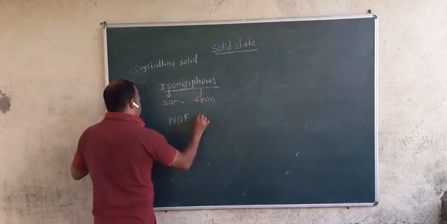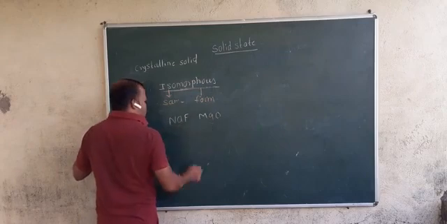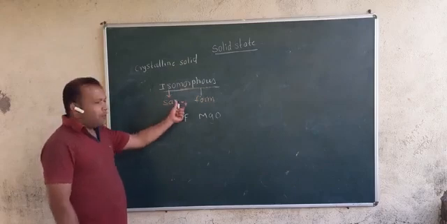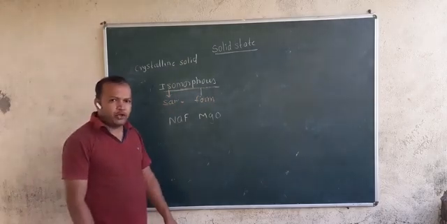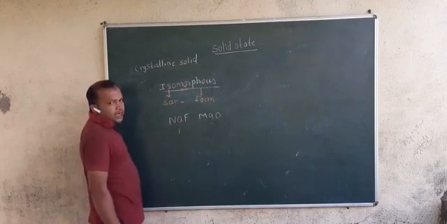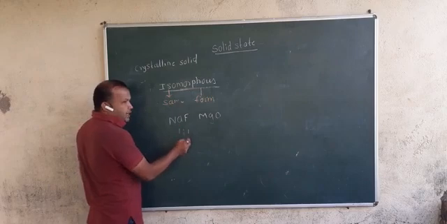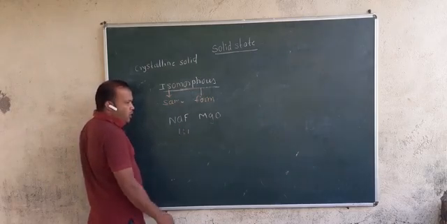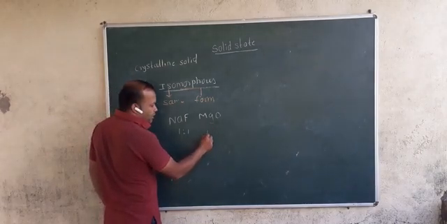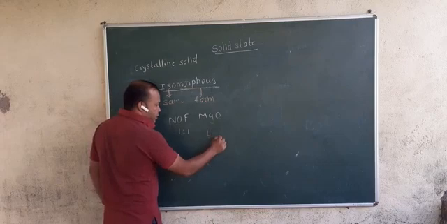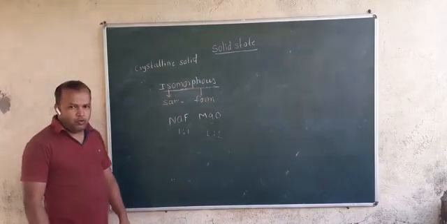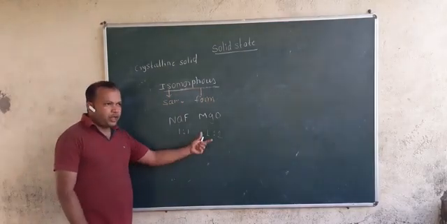Examples are NaF and MgO. These two are isomorphous of each other. Now if you take their atomic ratio, how many sodiums can you see here? 1. How many fluorines? 1. So its atomic ratio is 1:1. What is the atomic ratio of MgO? How many magnesiums are there? 1. And how many oxygens? 1. That means its atomic ratio is also 1:1. So their atomic ratio is the same.